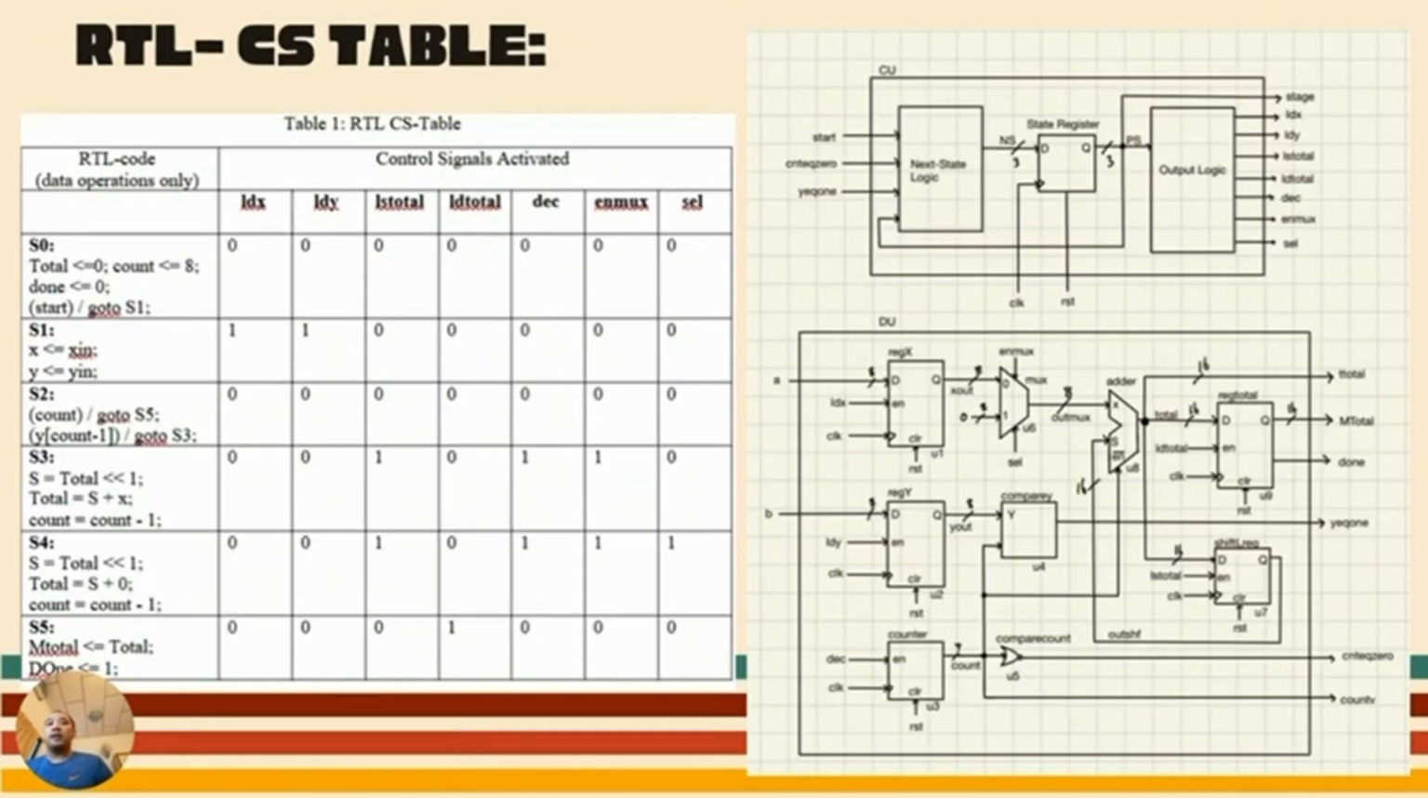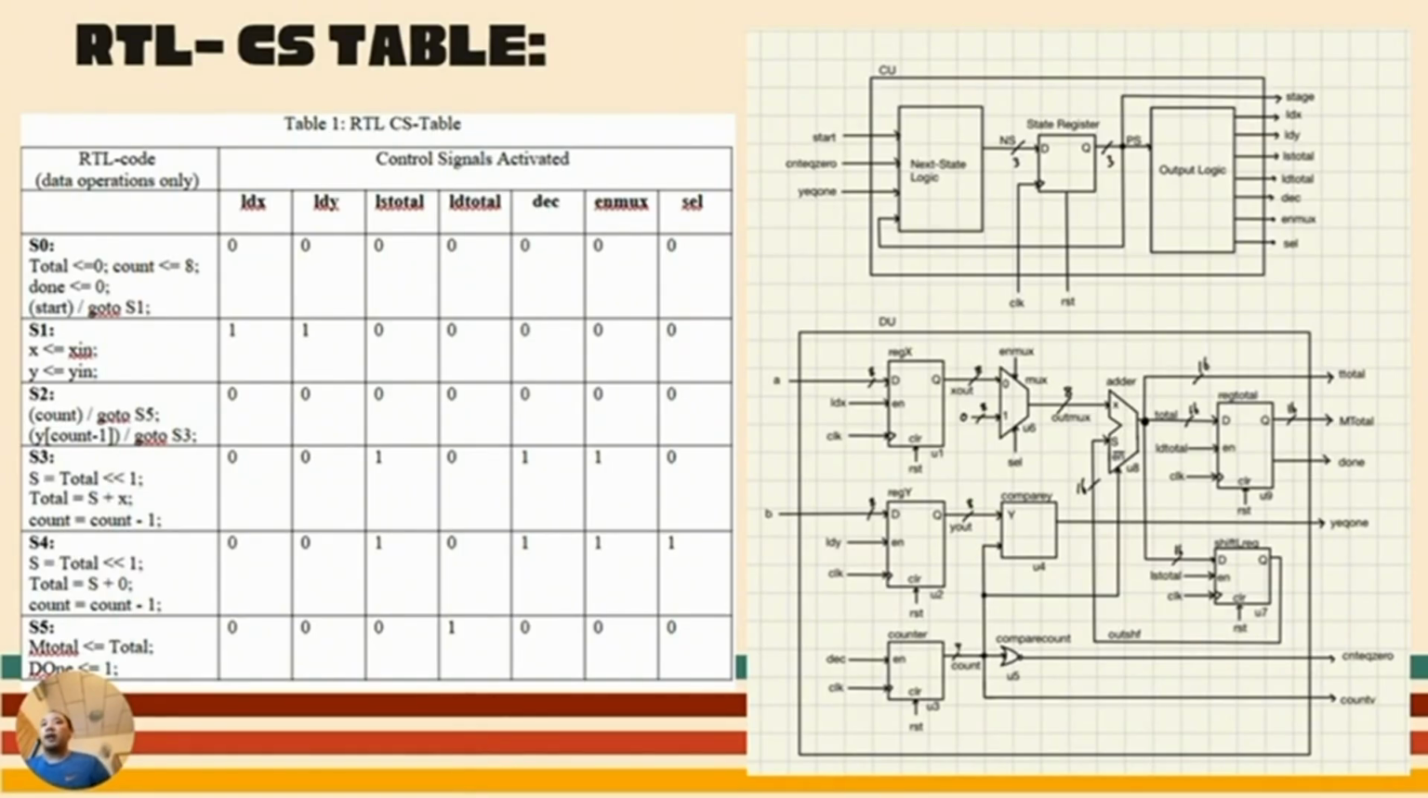Next is the RTLCS table. In stage 0 we can see that no control signal is activated. In stage 1 there are 2 control signals activated, which are load X and Y, and in stage 2 no control signal is activated. Then in stage 3, load shift total, decrement, and mask enable are activated. In stage 4, load shift total, decrement, mask enable, and also the selector. In the last stage only load total is activated.